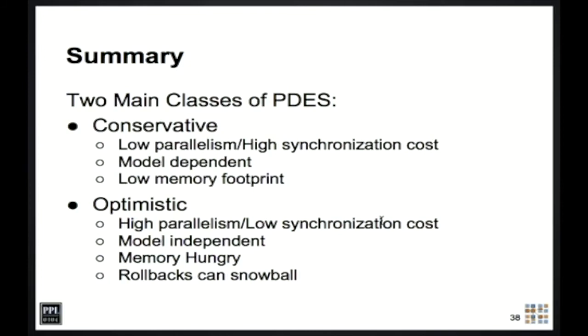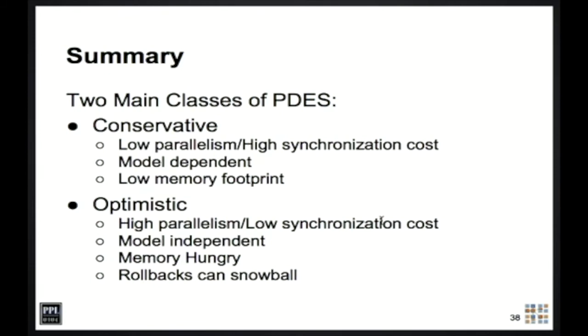So overall, to summarize what I've talked about so far: when you're looking at a parallel discrete event simulation, you have two main classes of how you do the synchronization when you move to a parallel regime. Conservative is low parallelism and high synchronization cost, and it's very model dependent. If your models allow for high look ahead or allow for certain of these other synchronization schemes to work well, then maybe things will go fine. However, if your model has no look ahead or very low look ahead, and you can't figure out another synchronization scheme that will work well for your model, then you may end up with horrible performance.